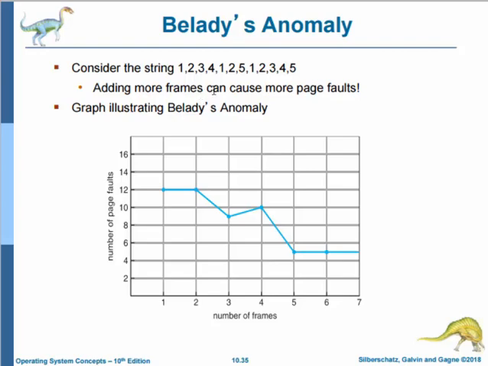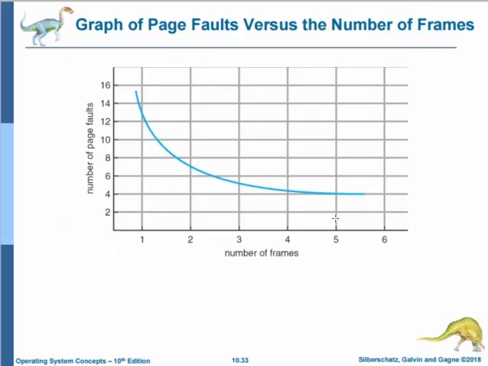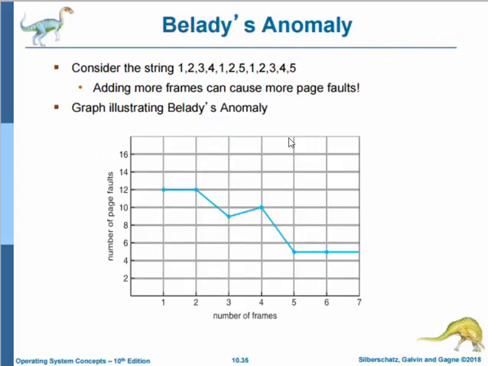Now let's consider a string of 1 2 3 4 1 2 5 1 2 3 4 5, wherein if we try to add more frames, it can cause more page faults. The graph shows the relationship between the number of frames versus the number of page faults, which means that if we add more frames, the number of page faults decreases. However, in this case, we will notice that even if we add more frames, it can cause more page faults.